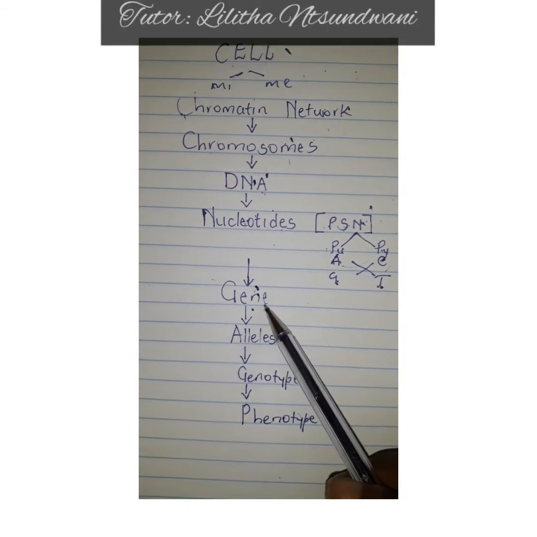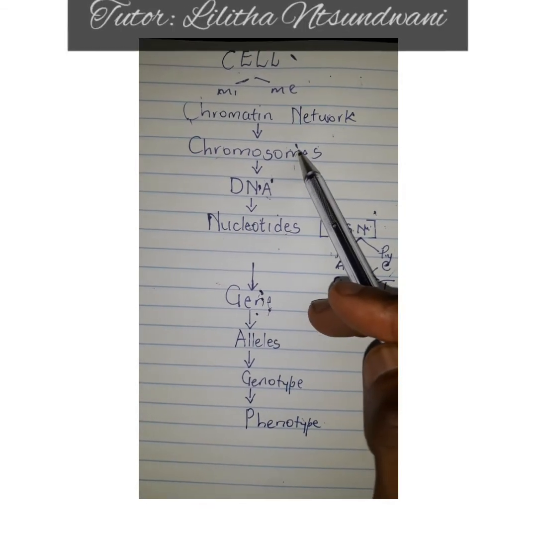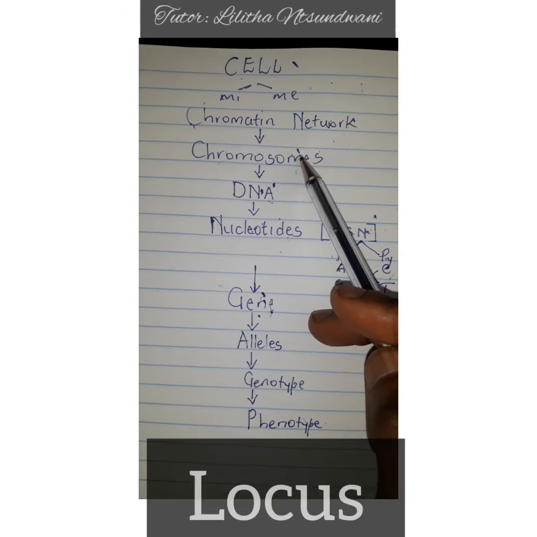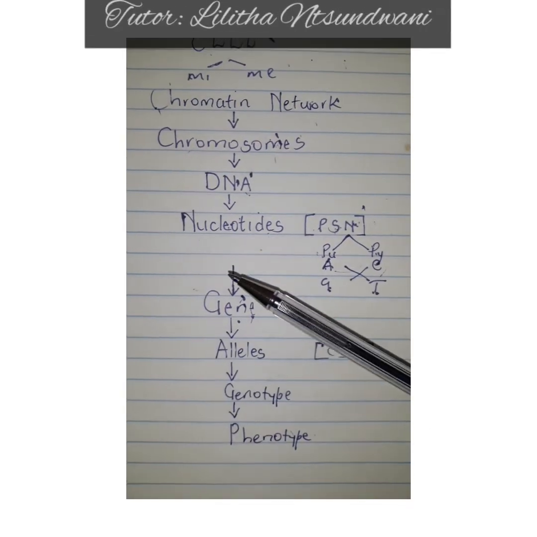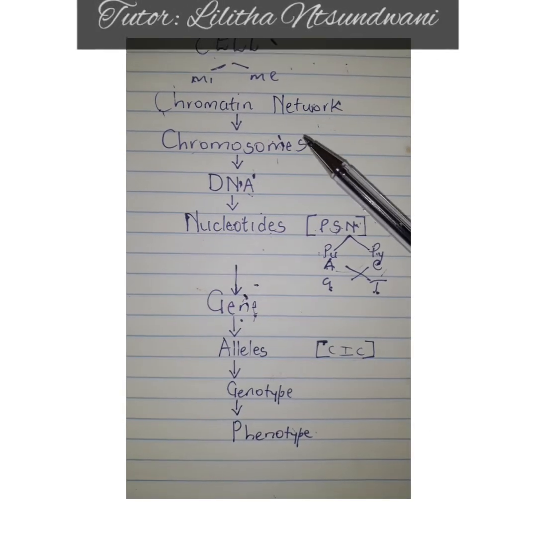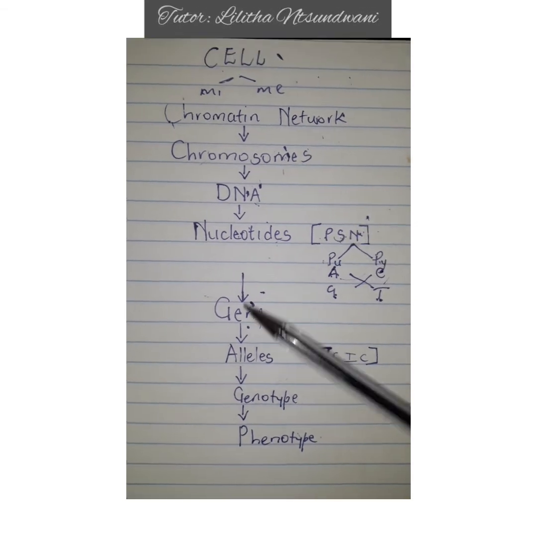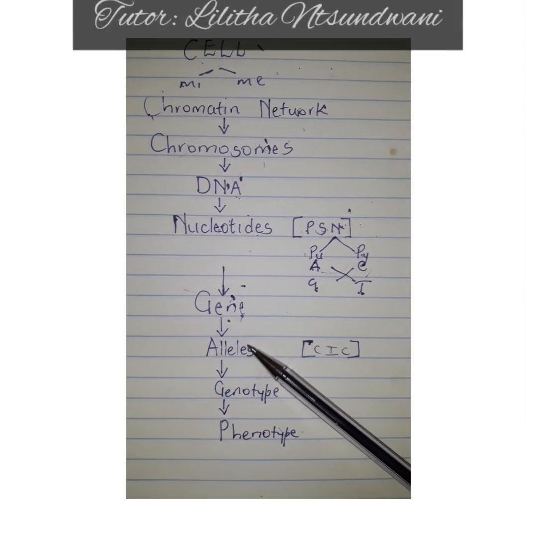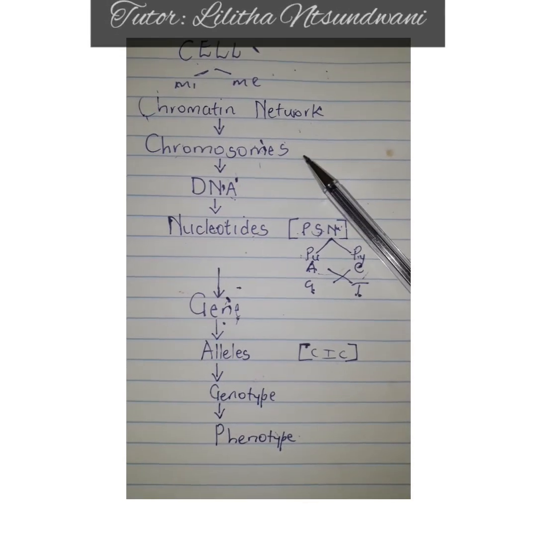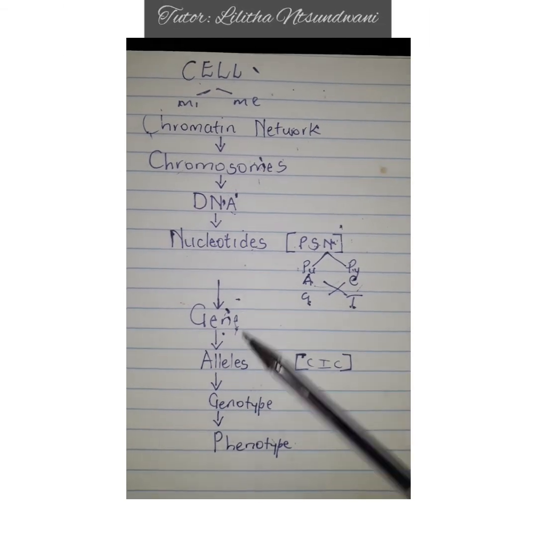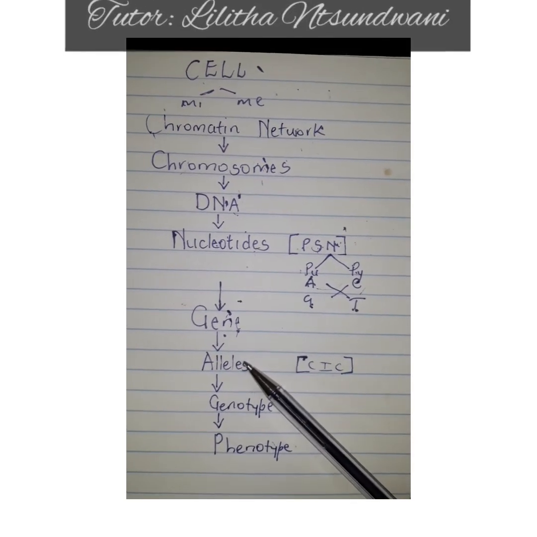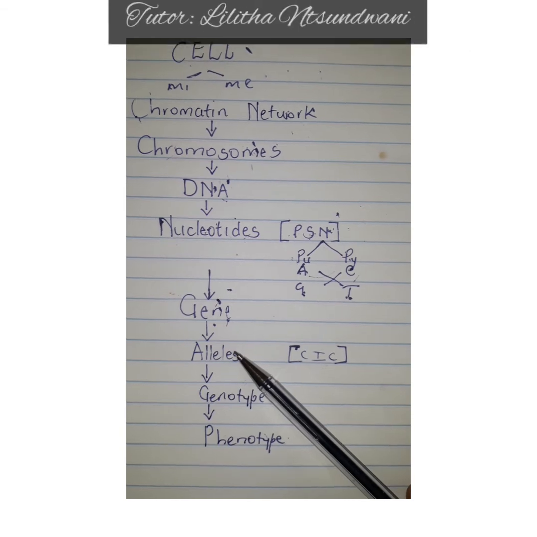And this gene is found in a specific position in a chromosome, and that is known as a locus. Now, our gene, which we find at its locus, has two alternate forms. But these two alternate forms provide different expressions.